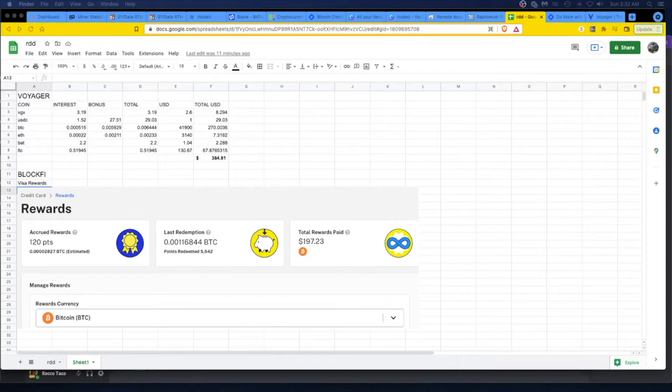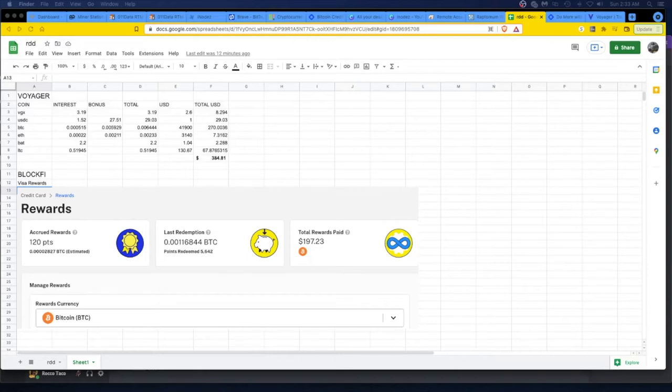So roughly all the crypto I'm holding on those two platforms, with all the passive income I received on rewards and bonuses, came to about $400. Realistically, that's $400 for me doing nothing. I mean, if I held the crypto in my hard wallets, which I have some cold storage, I don't get anything on it, right?